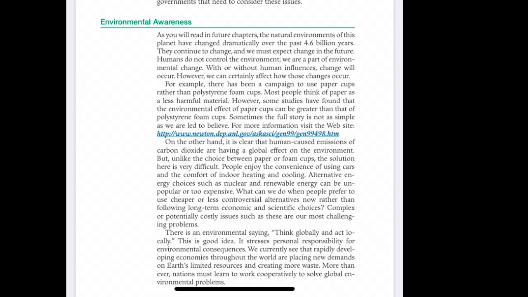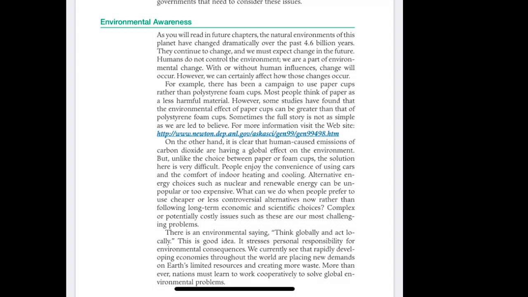For example, there has been a campaign to use paper cups rather than polystyrene foam cups. Most people think of paper as a less harmful material. However, some studies have found that the environmental effect of paper cups can be greater than that of polystyrene foam cups. Sometimes the full story is not as simple as we're led to believe. For more information, visit this website.